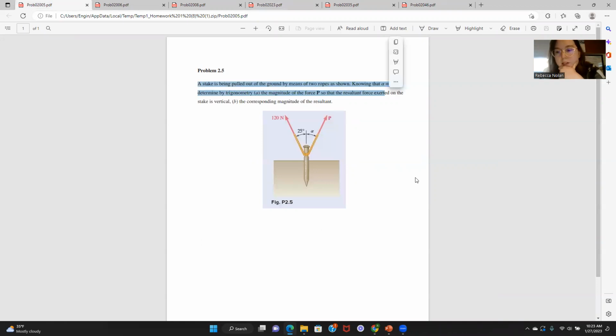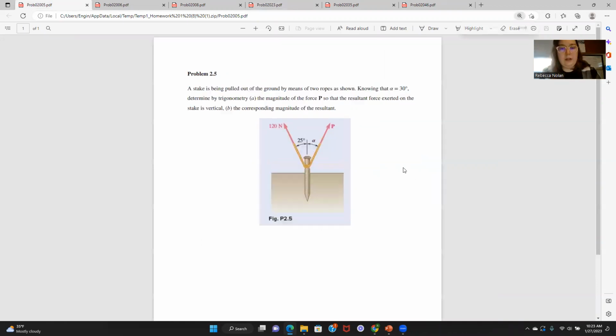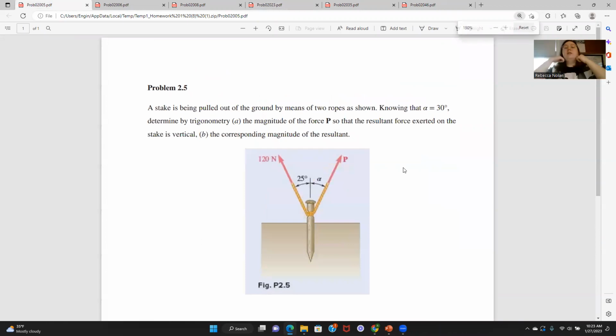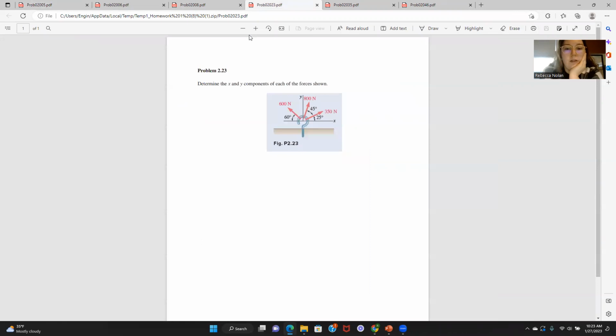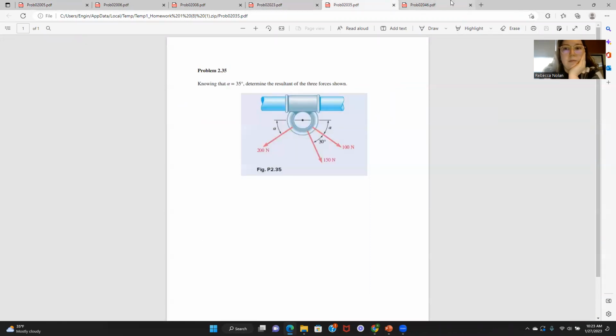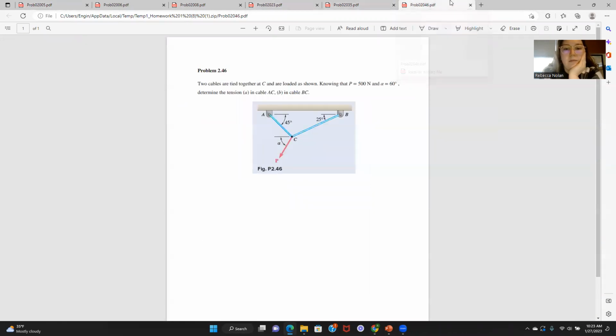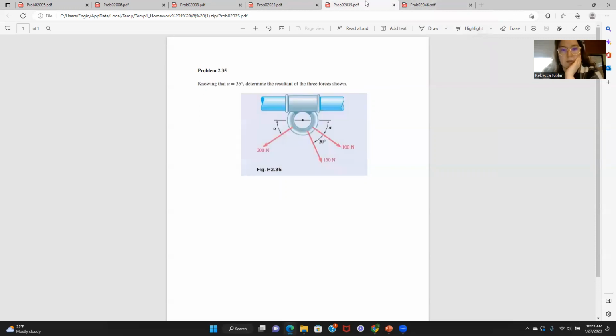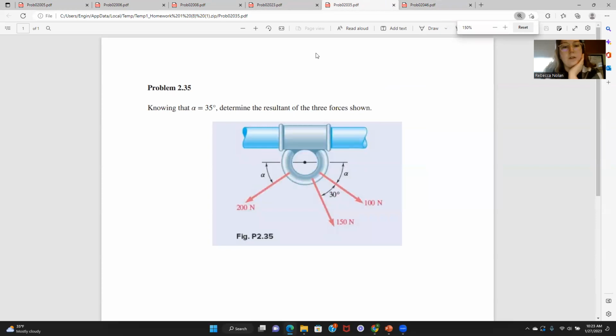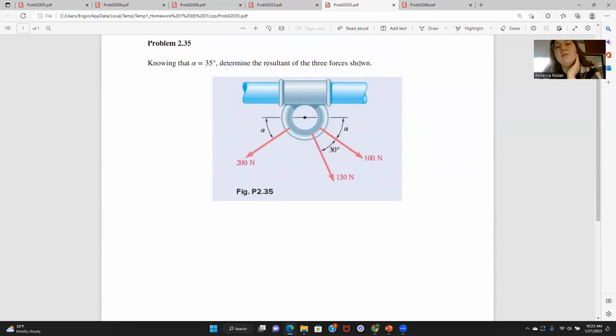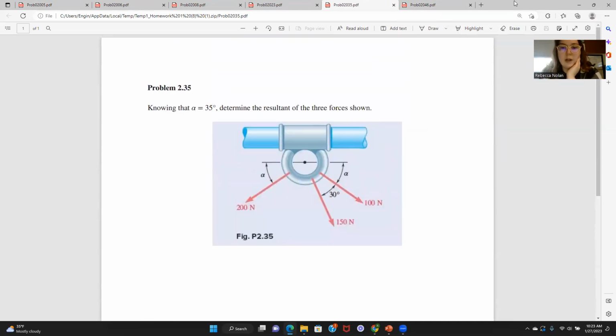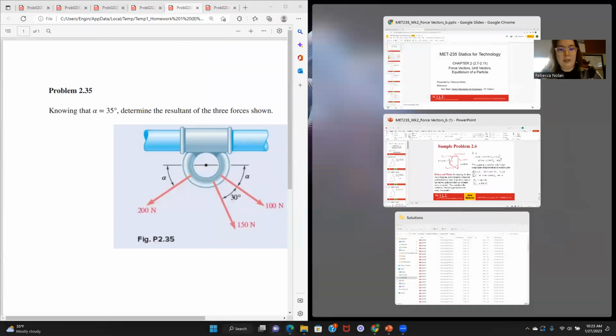Okay, so let's actually start with an XY component method. Let's start with this one. Knowing that alpha is 35 degrees, determine the resultant of the 3 forces shown. Okay, so we have 3 forces, so we know we want to use our XY component method. Let's get X.